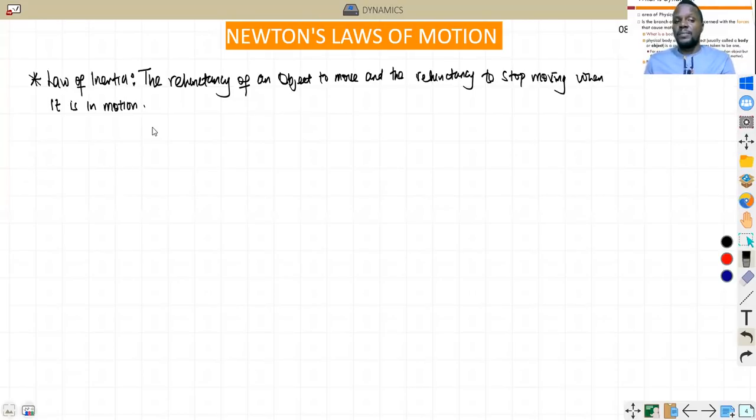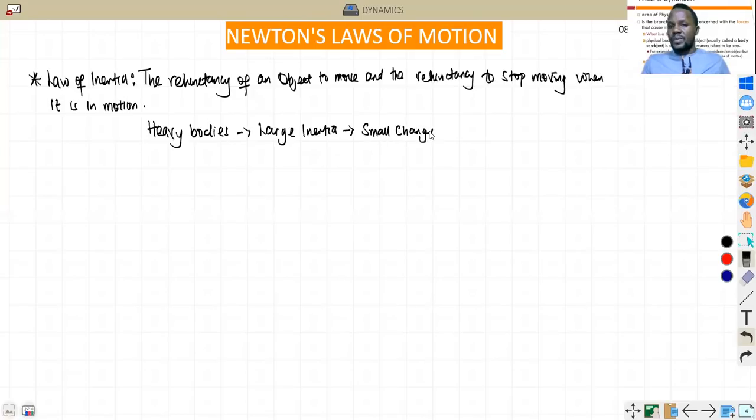So if we say every body, there are two types of classification of bodies. Big bodies simply mean large inertia. And what it means is what? When a force is applied to them, what actually happens is what? They actually undergo a small change in state of motion.